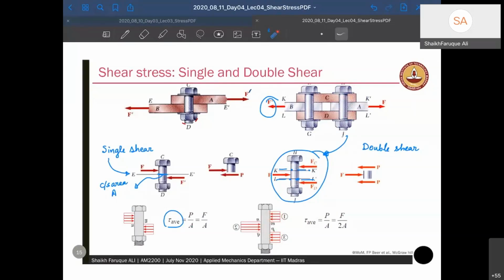The difference between single shear and double shear is that in a single shear, you consider only one side of the area, that means A. In a double shear, since there are two failures, you have to consider two sides of the area. It's 2A.